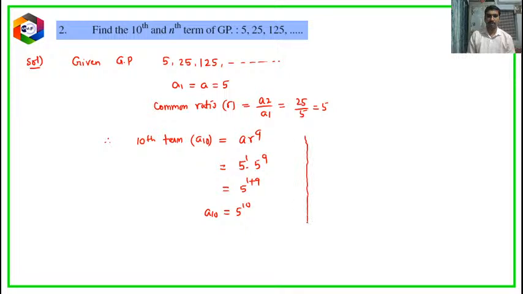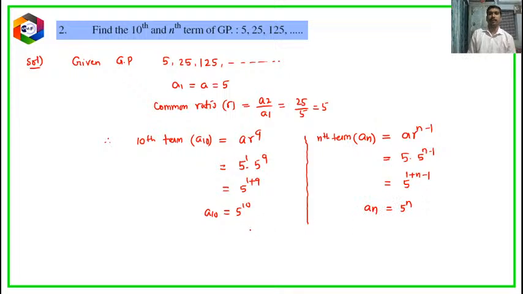And similarly we have to calculate one more value. The nth term, An, is equal to A R power n minus 1. What is the A value here? A is 5 again, and R is 5, so 5 power n minus 1. Now again the same idea: A power m into A power n is A power m plus n, which is 1 plus n minus 1. Minus 1 and plus 1 get cancelled, which gives 5 power n. So An is equal to 5 power n and A10 is equal to 5 power 10.